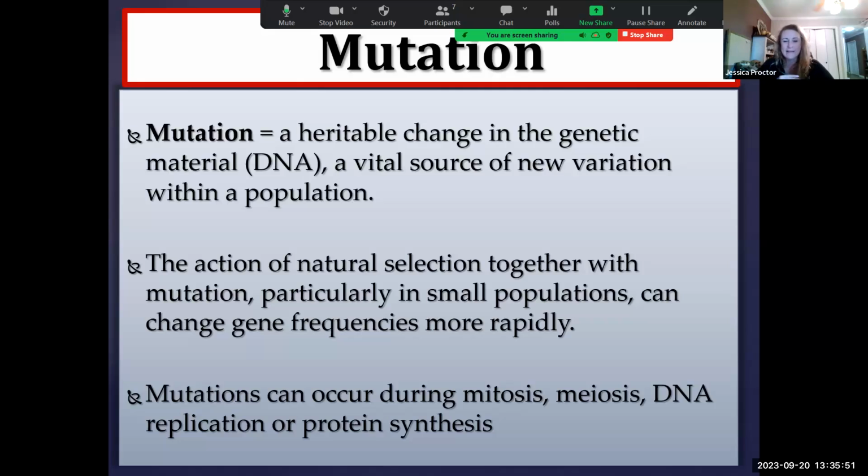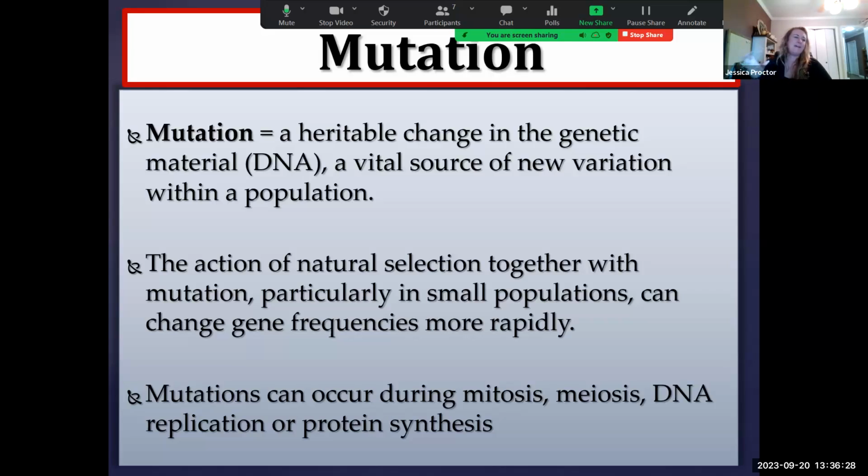Mutations can occur during any of the processes that we learned about during chapter 3. They can occur during mitosis, meiosis, DNA replication, or protein synthesis. Okay, anytime during those processes. So a mutation, any inheritable change in the genetic material or DNA, which is a vital source of new variation within a population. The act of natural selection combined with mutation, particularly in small population sizes, can change gene frequencies more rapidly. So the rock pocket mouse is another great example of that.